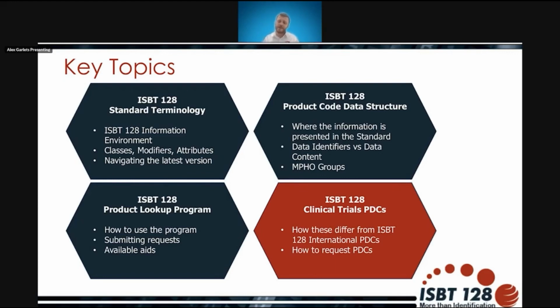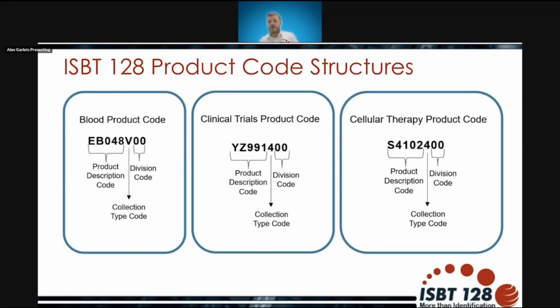These PDCs are different than our internationally standardized PDCs in that they are requested by a facility and then allocated by ICBA to that facility. At that point, it then becomes the facility's responsibility to define the PDC that has been allocated to them and the associated label text that would accompany that PDC. These clinical trials product description codes in practice still provide the clinical trials conducting facility the ability to label utilizing the ISBT 128 format. As you can see on the screen, the utilization of a clinical trials PDC is going to follow a similar format to the blood and cellular therapy PDCs in ISBT 128 product codes.